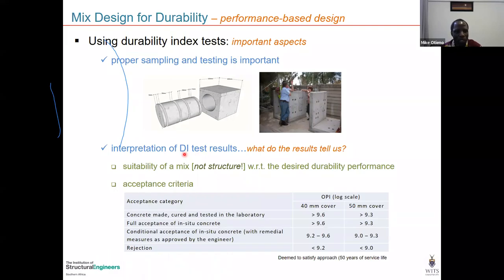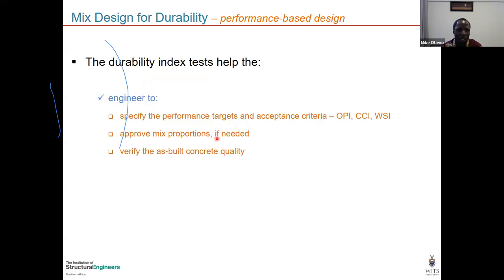Again, what is important in terms of interpretation is the acceptance criteria. In terms of acceptance criteria, we need to think about the graph that I've already indicated in terms of the distribution of the results for lab and also for site. How do these two relate? And that can help us in defining the acceptance criteria, whether we accept or reject. This is just an example from a project, a Sandra project, and this is how they defined whether results are satisfactory or not satisfactory, hence rejection. So the durability index tests are quite important to engineers, and they help engineers in specifying the performance targets and acceptance criteria.